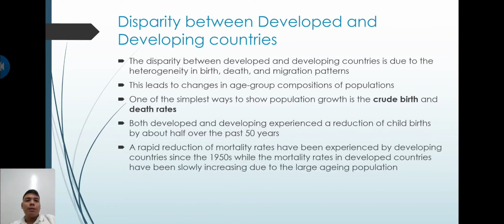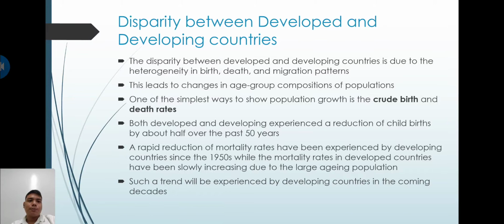Developing countries are experiencing a lowered mortality rate, while developed countries, those which are already rich countries like the USA, European countries, Japan, are slowly increasing their mortality rate because their population is becoming aging. Such a trend will be experienced eventually by developing countries as well in the coming decades. So we will also experience that slowly increasing mortality rate because our population is also aging.